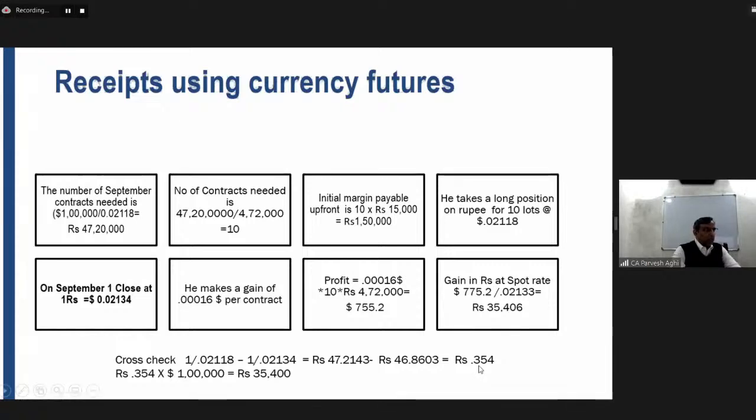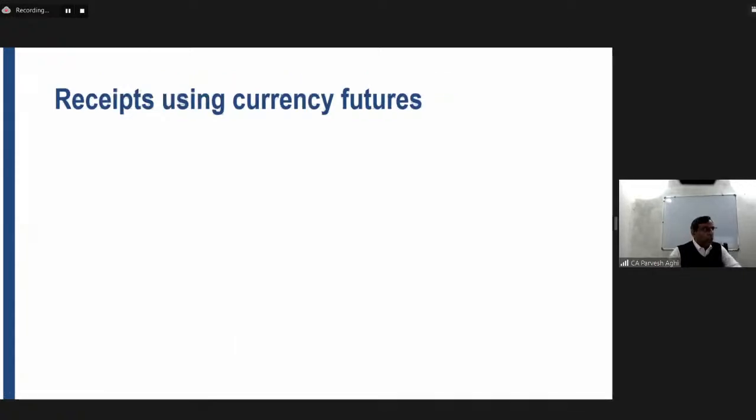Because he has taken a short position, and the dollar has reduced from 47 to 46, since he has taken a short position, he'll be gaining if the dollar goes down. So he makes a gain, and this is multiplied by the total number of dollars. So the total gain should be 35,400.